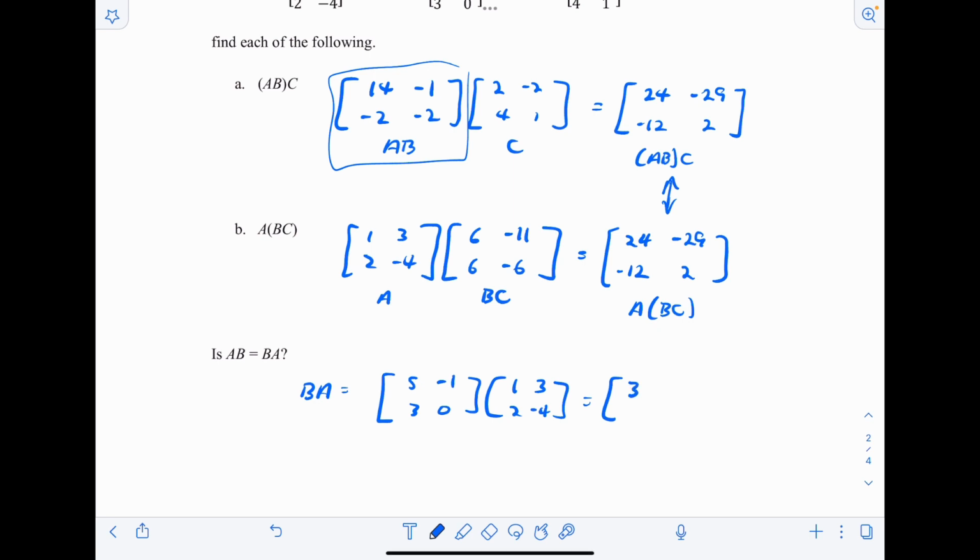And I can actually just stop here, right? Because I got 14 when I took A times B. I get 3 when I take B times A. Clearly, these matrices are not going to be the same. Really just firming the point that multiplication with matrices is associative, but it's not commutative. In other words, we can do multiplication keeping the matrices in order. It doesn't matter which ones we multiply first, but we can't switch the order of those matrices.